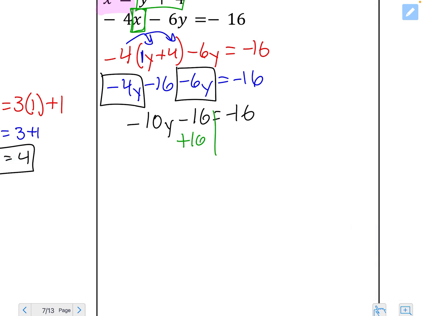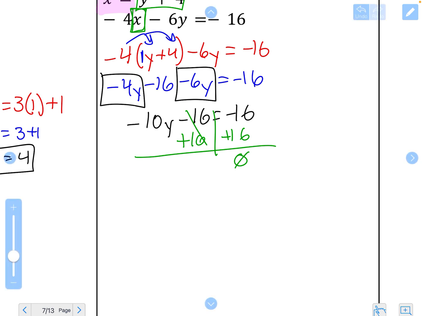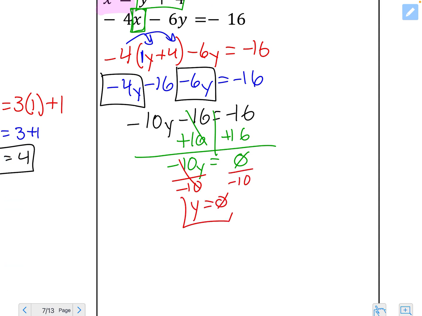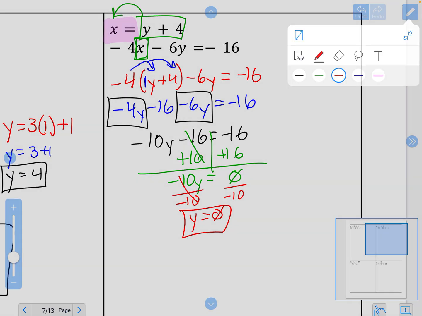I'm going to add 16 over, add 16 over. I get 0, but we're not done with the problem yet. We've still got to finish out the problem. And then my last step is divide by negative 10. And 0 divided by anything simply is 0. So our y is going to be 0.